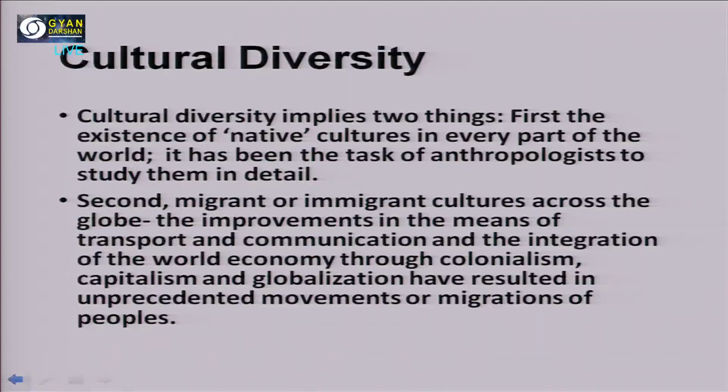I'm now going to talk about something very, very important, particularly in the context of the contemporary world, and that is the concept of cultural diversity. Now, cultural diversity implies two things. First of all, it implies the existence of native cultures in every part of the world. So traditionally, the concept of culture in anthropology and sociology used to be understood as a particular lifestyle or a particular way of a particular group of people, which was distinct from the rest or which distinguished them from the rest.